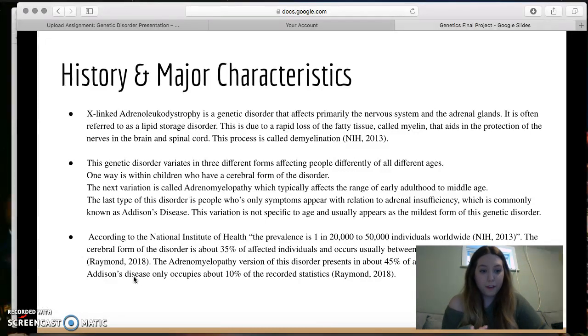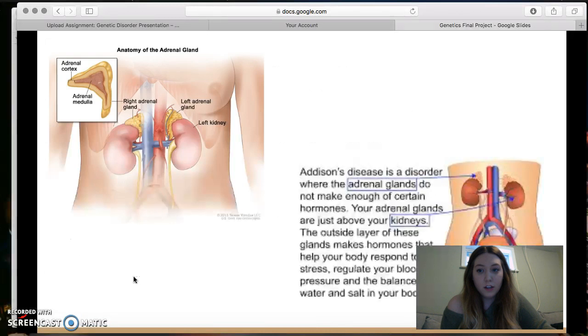I actually have someone in my family who has Addison's disease, so that's what sparked my interest in choosing this topic. The prevalence, according to the National Institutes of Health, is about 1 in 20,000 to 50,000 individuals worldwide. The cerebral form of the disorder is about 35% of the affected individuals, and that usually occurs between the ages of 4 and 8 years old. The adrenomyelopathy version of the disorder presents in about 45% of all the cases, and Addison's disease only occupies about 10% of the recorded statistics.